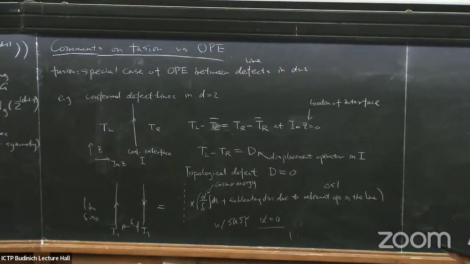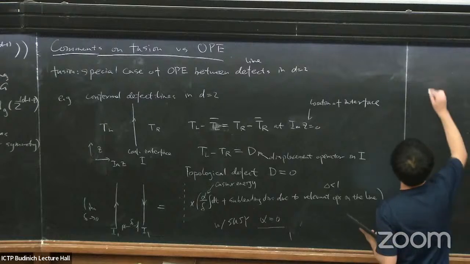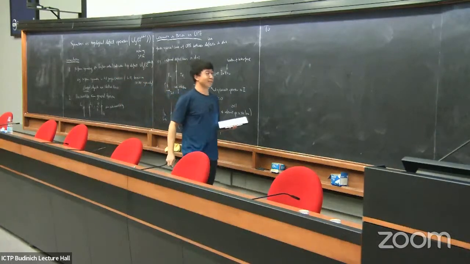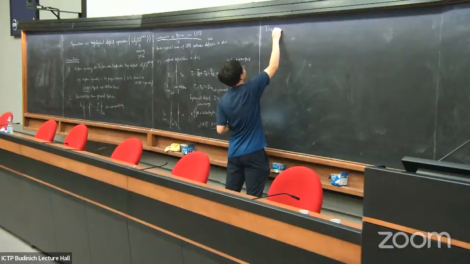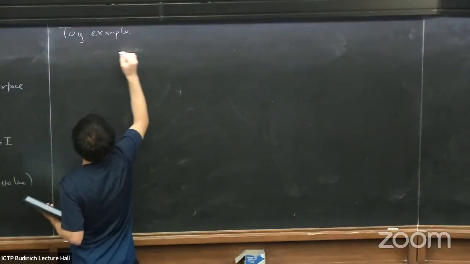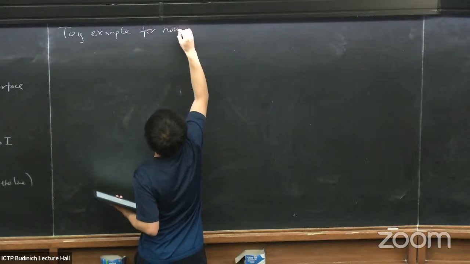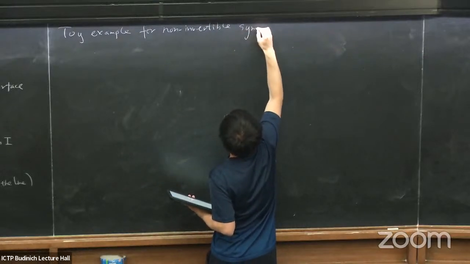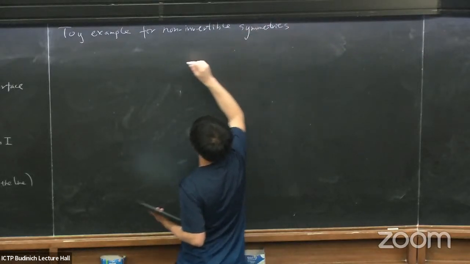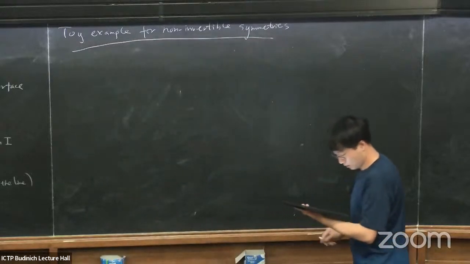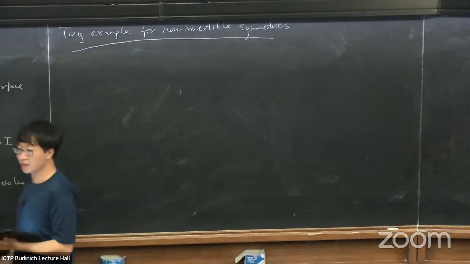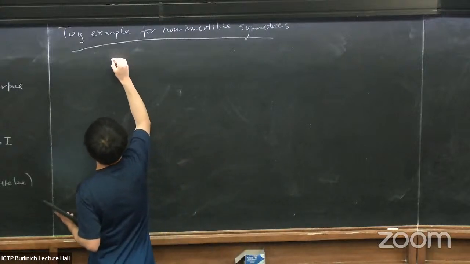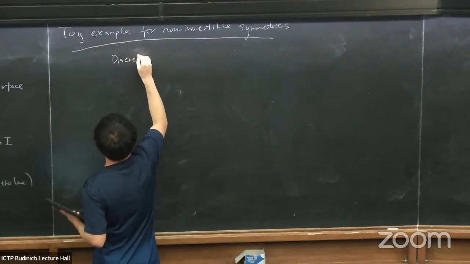Okay. So that's just a quick comment. All right. So let's fulfill this promise to provide some toy example before we jump into the general structure. Some toy example for non-invertible symmetries. The toy example will take place in a very simple theory, which is the discrete gauge theory.